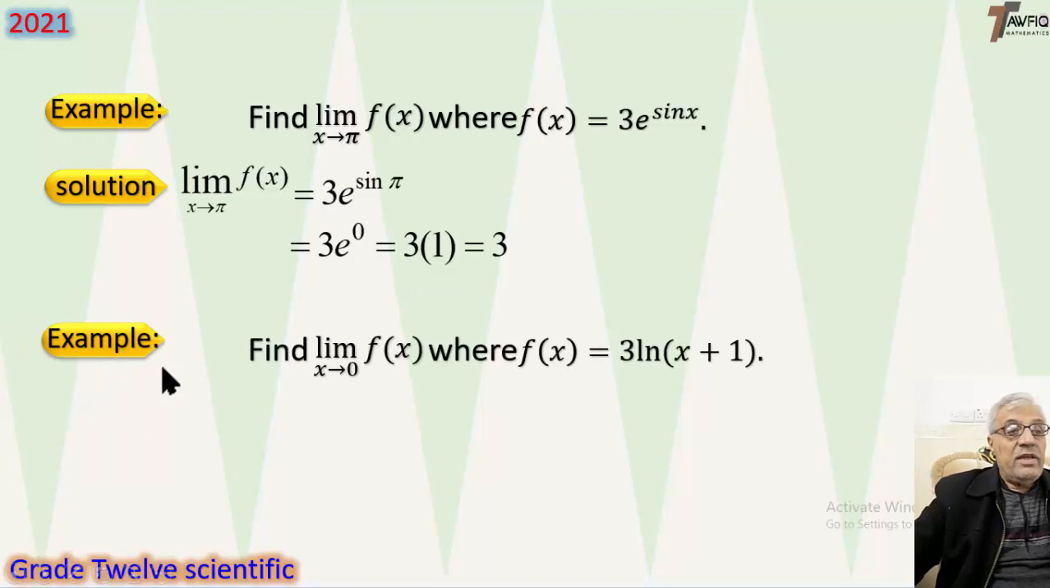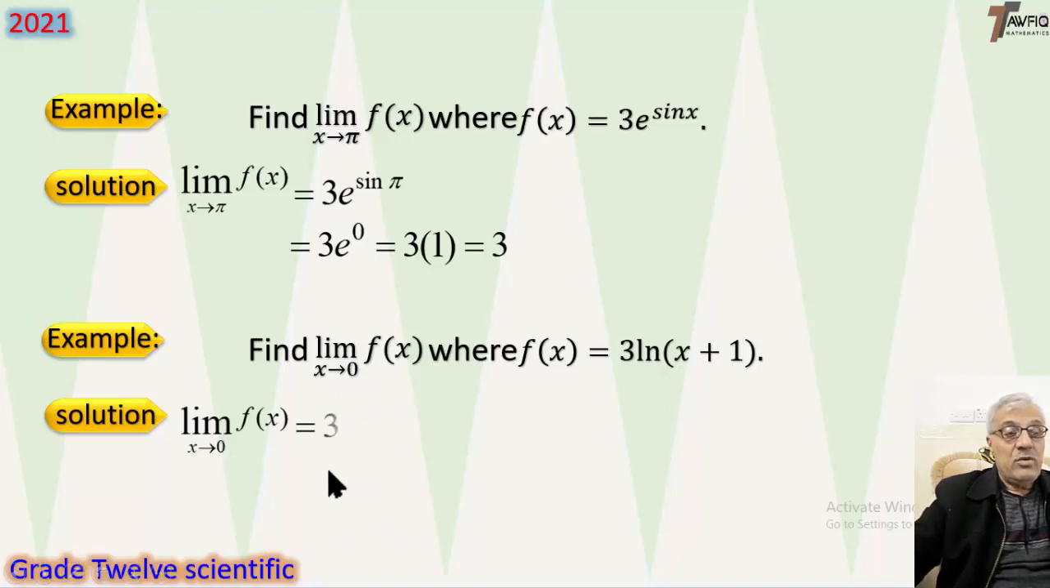Example: find the limit as x approaches 0 of f(x), where f(x) is 3 ln of x plus 1. And now replace 0 in place of x. Therefore, the limit as x approaches 0 for f(x) is equal to 3 ln of 0 plus 1. 0 plus 1 is 1. Ln of 1 is 0. Therefore, 3 times 0 is 0.